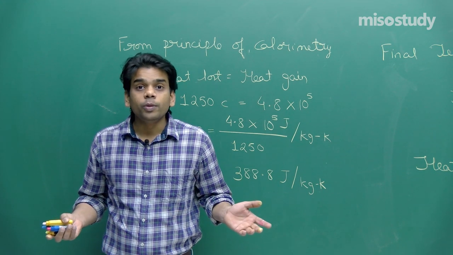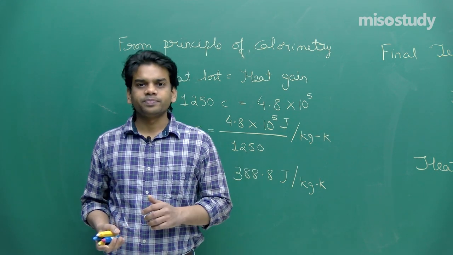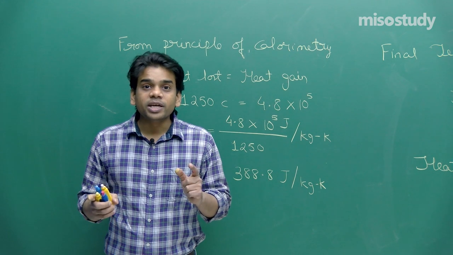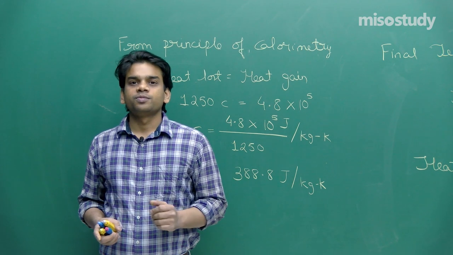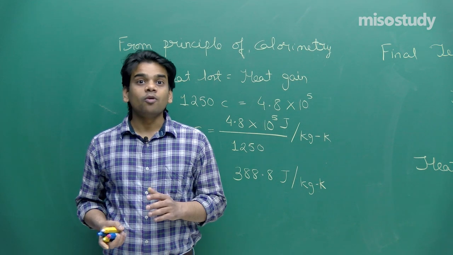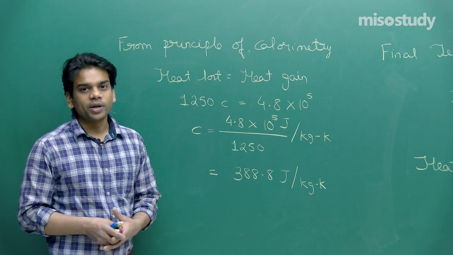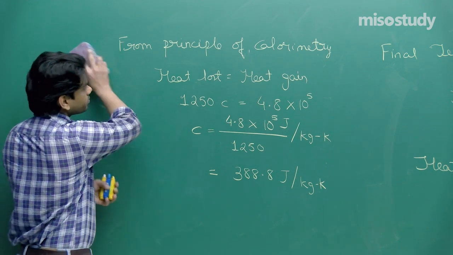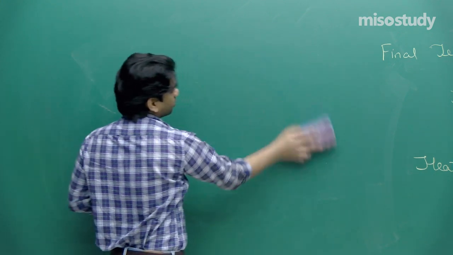Heat energy lost will be how much? That will be mass of copper into specific heat into change in temperature. As the final temperature will be 0 degrees Celsius, the change will be 500 minus 0. Go ahead, solve it. You're going to get 1250 c. Now, we equated both the two, and finally, we got the specific heat as 388.8 joule per kg per Kelvin. Hope that it's clear to you all. Not a tough thing to understand. And we can solve more problems based upon such things.